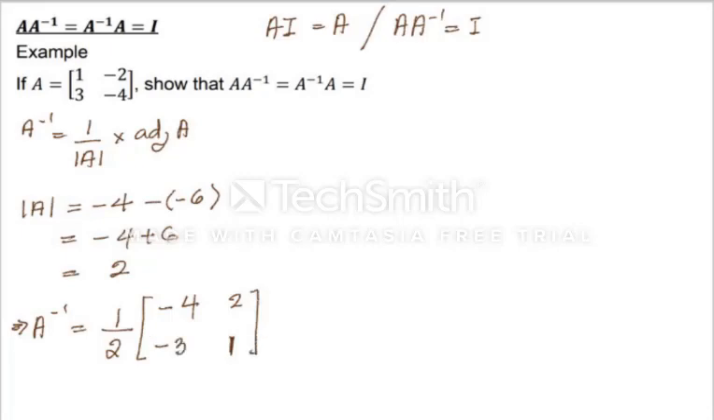So we're going to keep A inverse in this form. We're not going to multiply the elements by the half, because it's easier to multiply the matrices when A inverse is in this format. Multiply A by A inverse when A inverse is in this form. So let us find out what A times A inverse is.